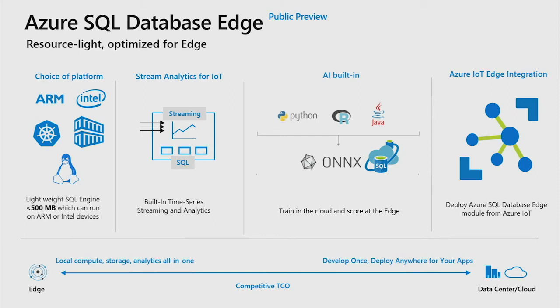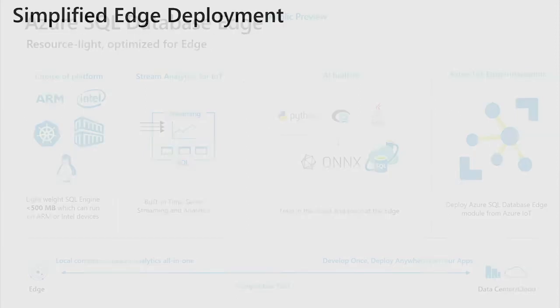So the ONNX runtime actually runs inside the container. So you can create your models, whether you're doing that in Azure ML or you're doing that with SQL Server 2019 big data clusters. Once you create your model, you can convert it to an ONNX format, and you can deploy it into the Azure SQL Database Edge instance. And as I said, you're already integrated with Azure IoT Hub, which gives you a great experience to manage the devices. So let's see how the deployment actually works.